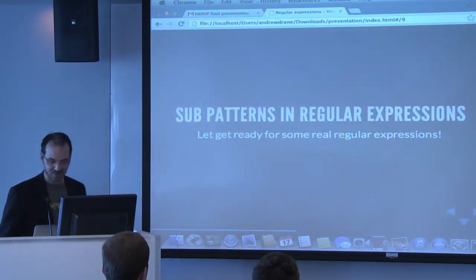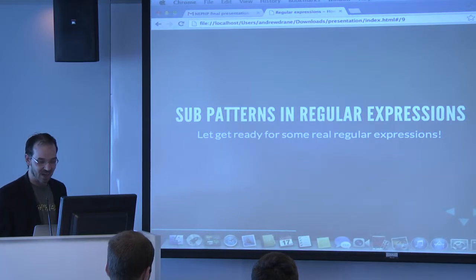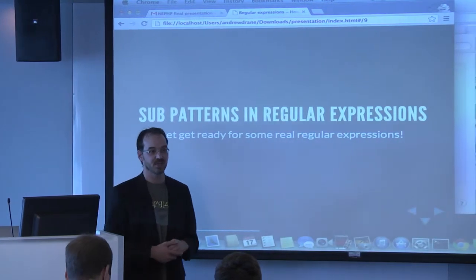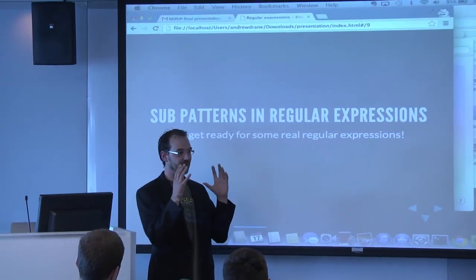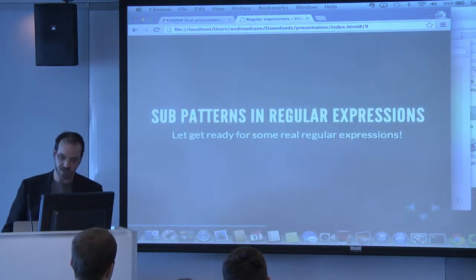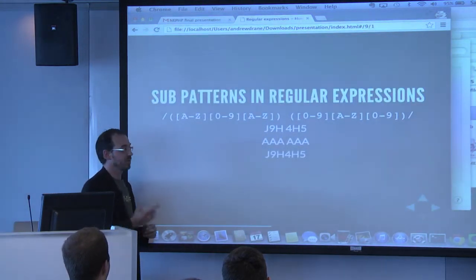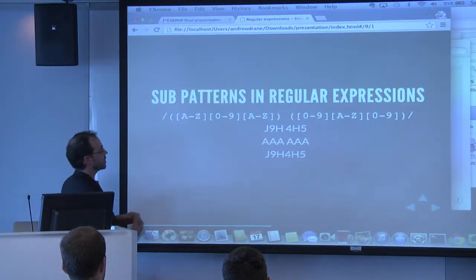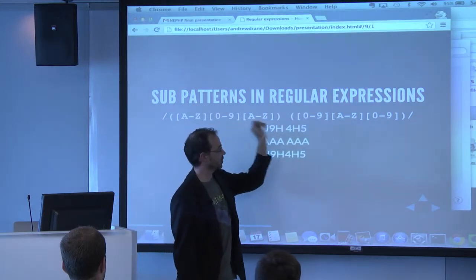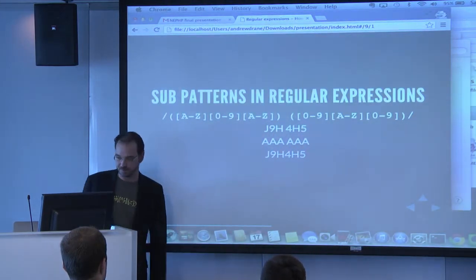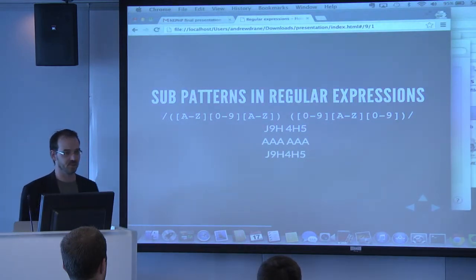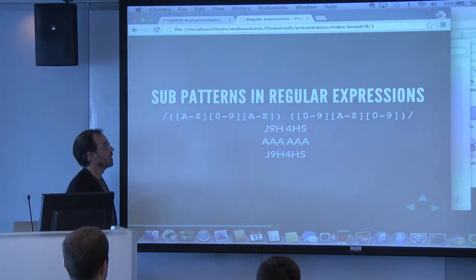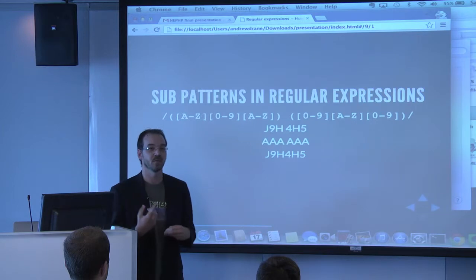I'm trying to go a little bit faster because we lost a bit of time here, but sub-patterns. A nice neat thing that you can use in regular expressions is that you can actually split your big regular expression in smaller parts, and they're called sub-patterns. In this case, as you can see, we're starting to get some real regular expression here. I specified one sub-pattern for the first three characters, and the last three. You'll see where they come in handy a little bit later on, because right now it doesn't change anything. So that's a regular expression for a Canadian postal code.